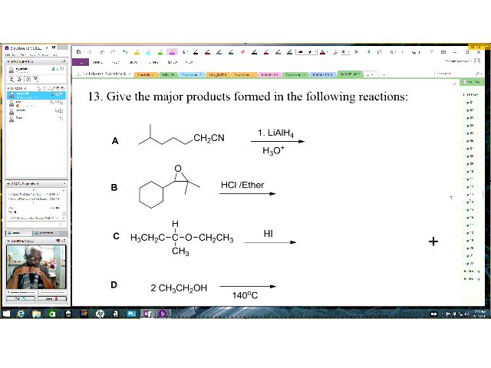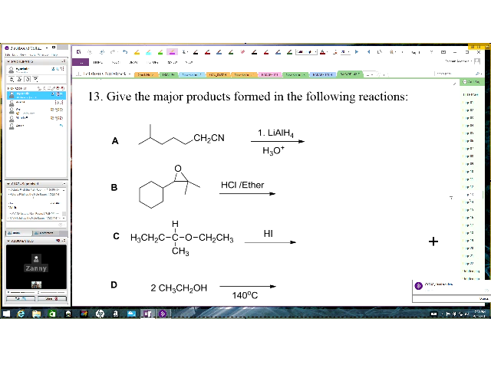Zeni, go ahead. Give the major products formed in the following reactions. Can you read that again, Zeni? I did not hear you. You need to raise your voice. I could not hear you. Give the major products formed in the following reactions. Well, Zeni, I noticed that your mic was on, but I did not hear your voice.